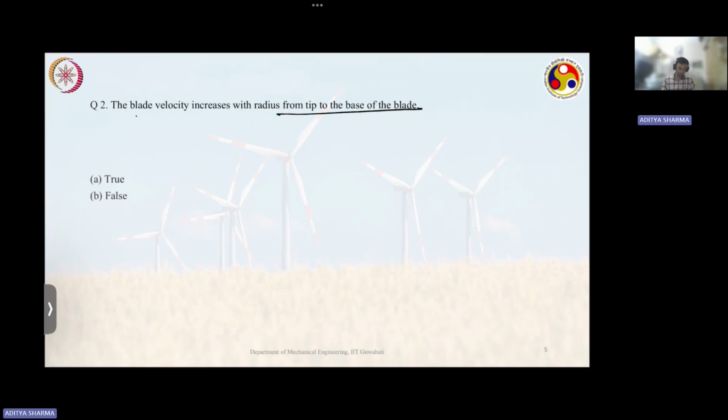So blade velocity increases with radius from tip to base. It does increase with radius, but not from tip to base, from base to tip. So this is a false statement. So this is your question number 2.